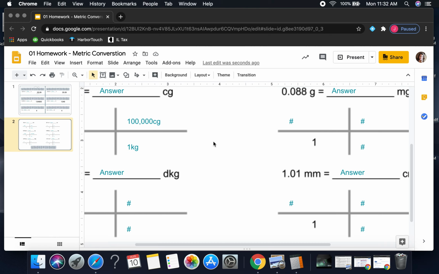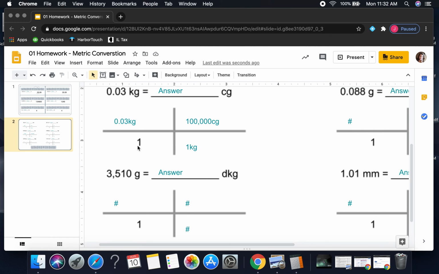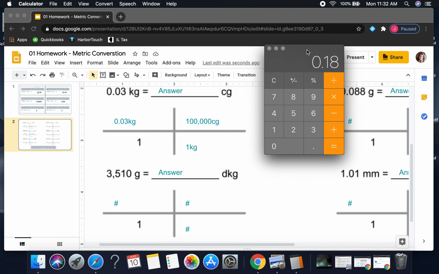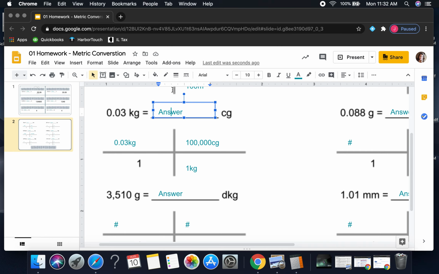Now when we multiply across, our bottom is going to be easy. 1 times 1 is 1. So we just have to multiply the two top numbers together. We're going to multiply 0.03 times 100,000. Our answer is 3,000.